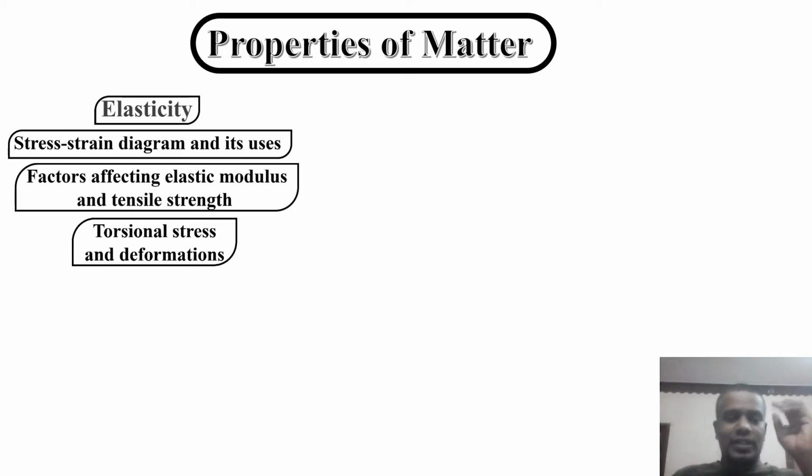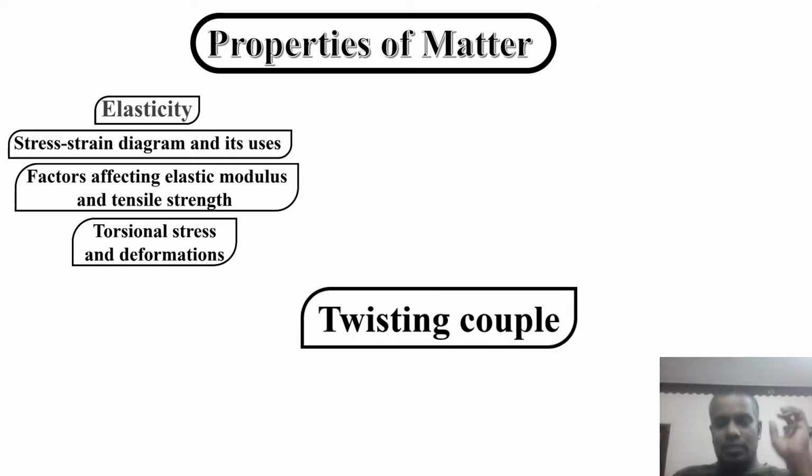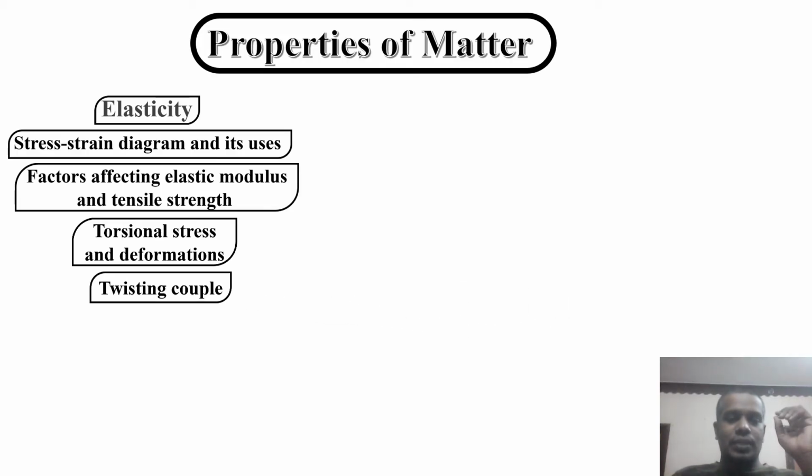Anyway, I will explain what a torsional stress is. The next one is the twisting couple. Suppose you are rotating a wire, keeping one end fixed while the other end keeps rotating. What is the couple per unit twist? That is the most important concept here. We are going to look at that in the twisting couple. Couple means two forces acting opposite to each other. That is a couple, so that is a twisting couple. We are going to look at it under this topic.